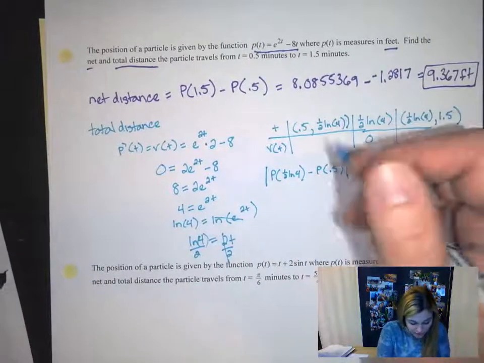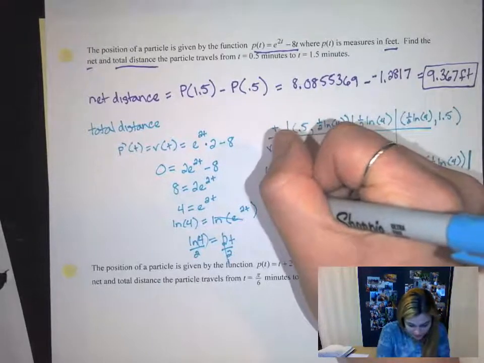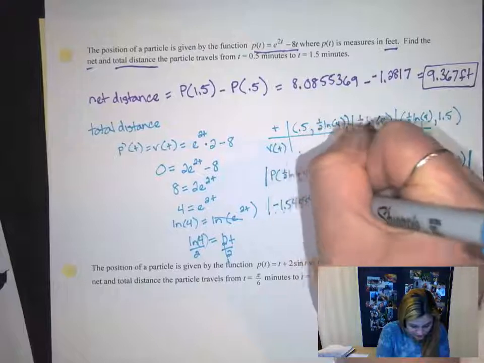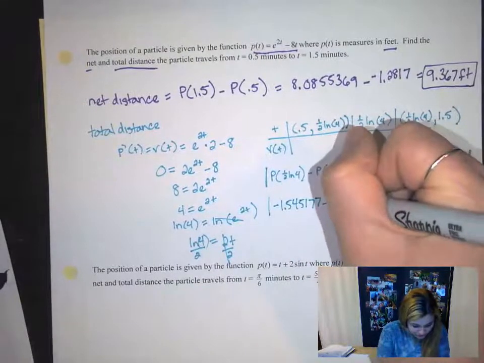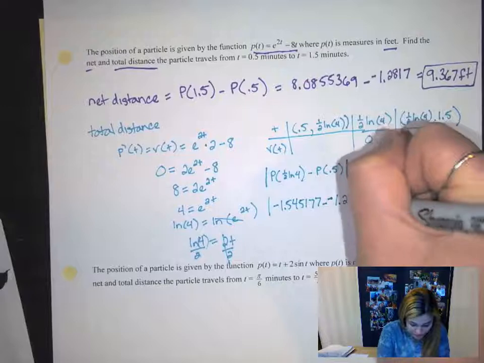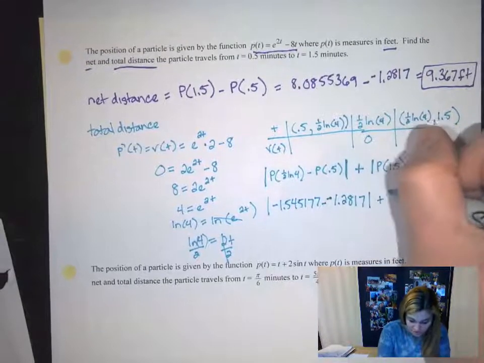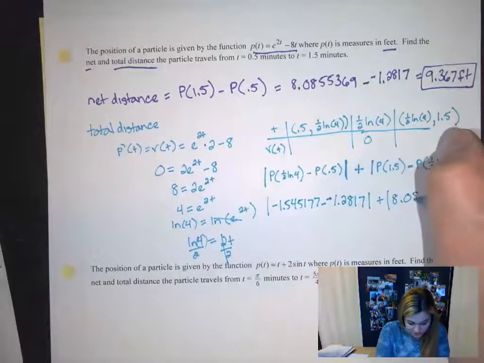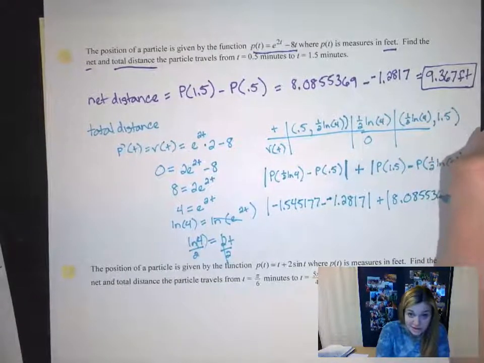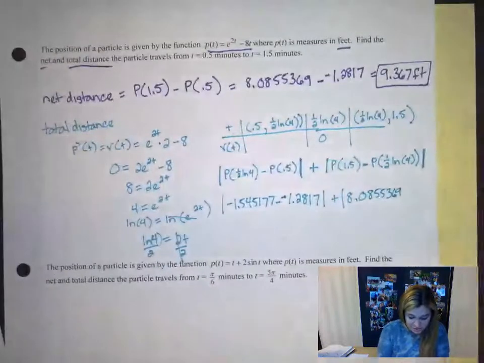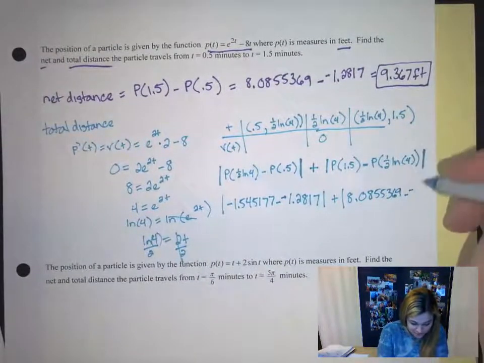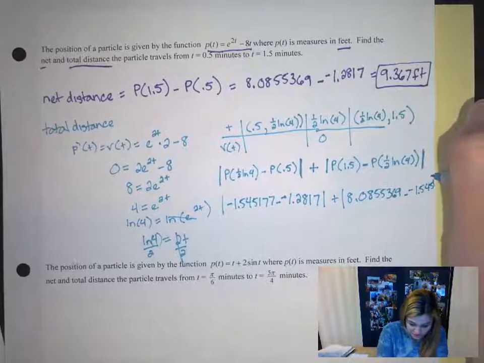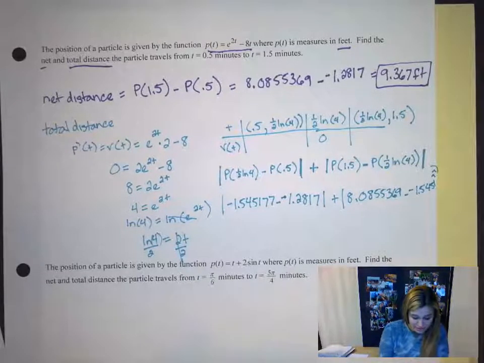It's up to you. This one I ended up getting negative 1.545177 minus a negative 1.2817. I've got to write smaller. Over here, this was 8.0855369. I'm trying not to block this. Minus a negative 1.545177. That's going off the side of the page.